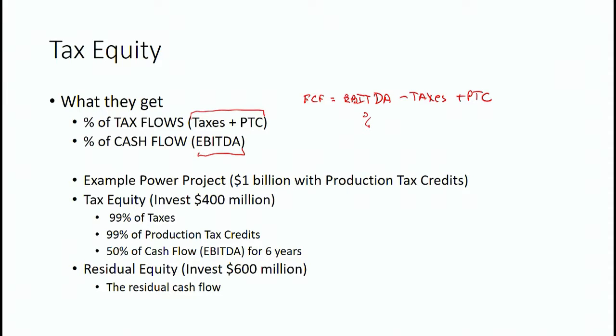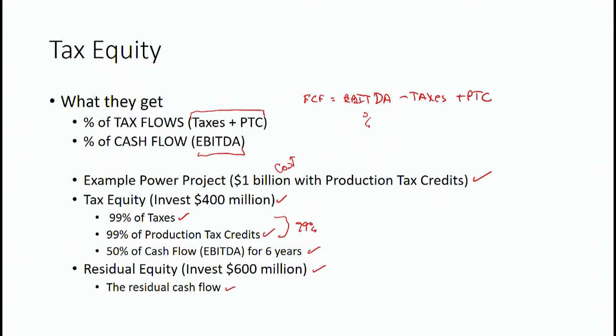So let's look at a specific example that we can use to demonstrate what's going on here. Let's assume we have a power project that has $1 billion in production tax credits. Tax equity investors are going to invest $400 million, and they're going to get 99% of the tax flows, 99% of the production tax credit. So these two things, again, 99% of those two things, plus 50% of the equity cash flows, EBITDA, for 6 years.